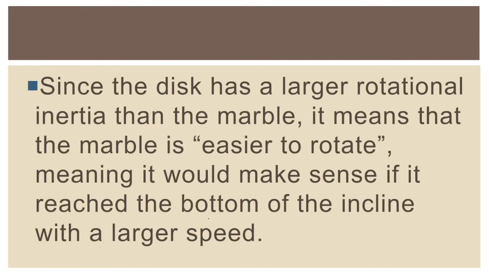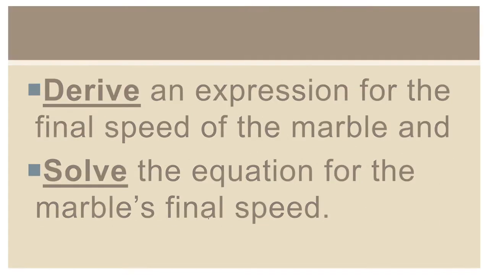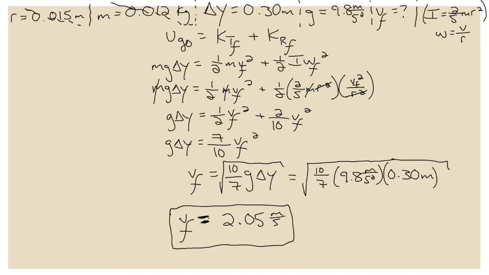And if it has a smaller rotational inertia, that means it's easier to rotate, and thus it should make sense that it reaches the bottom with a larger final speed here. And of course, when you actually look at the calculation here, it does have a larger final speed. The final speed of the disk that we calculated yesterday was 1.98 meters per second. And this one is clearly larger at 2.05.